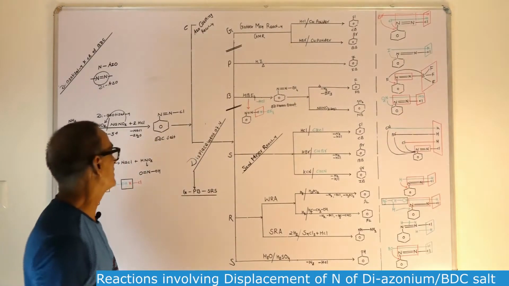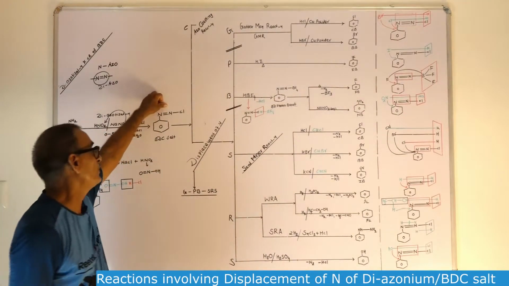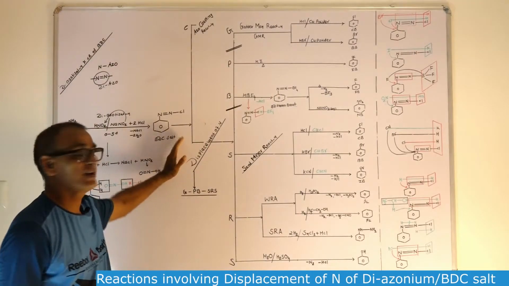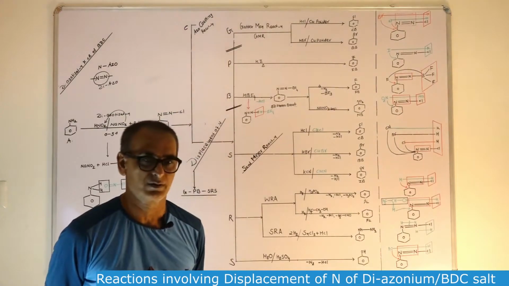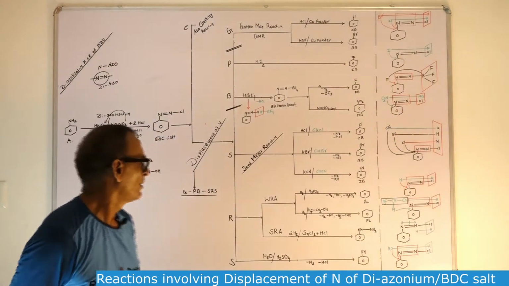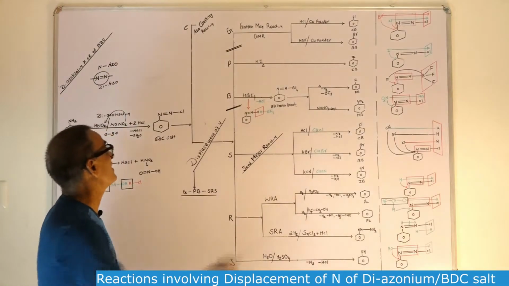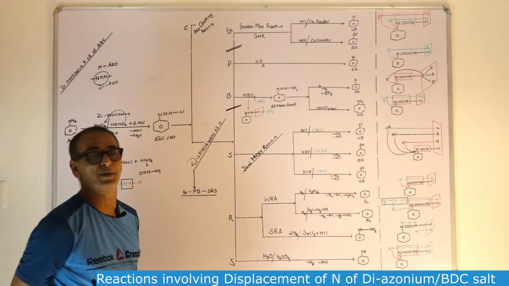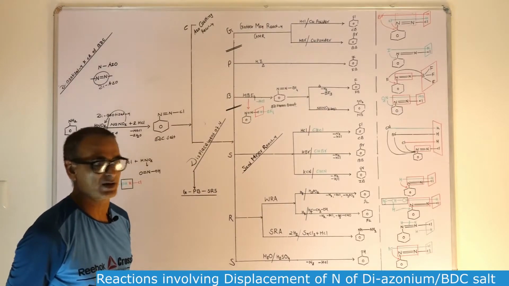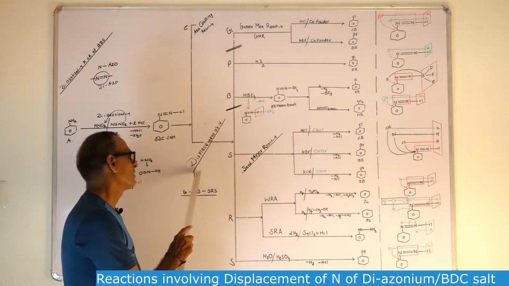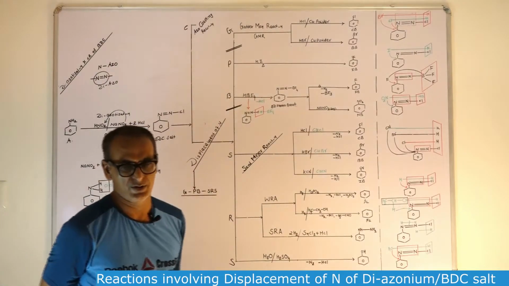Let us start our new lecture today. The chemical reaction of BDC salt. BDC salt gives two types of chemical reaction. First one is isocoupling reaction. We already completed in previous lecture. Second reaction is displacement of nitrogen.